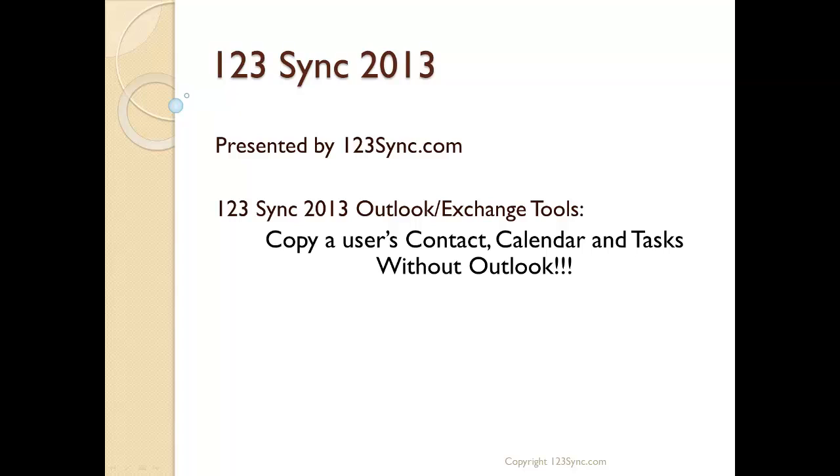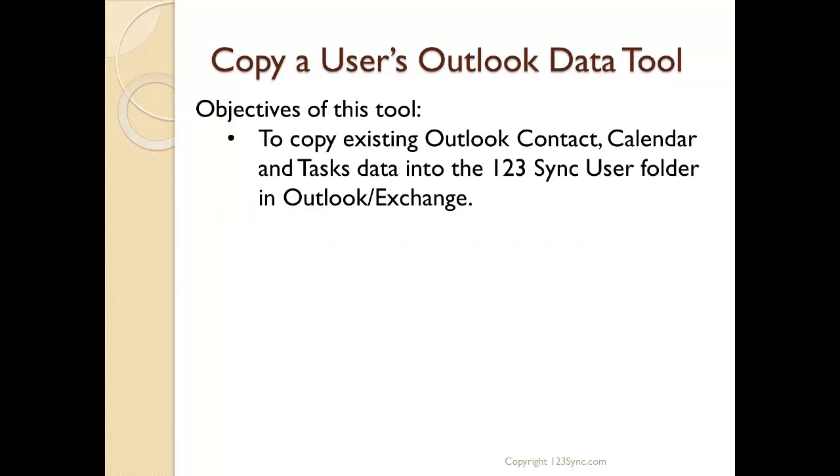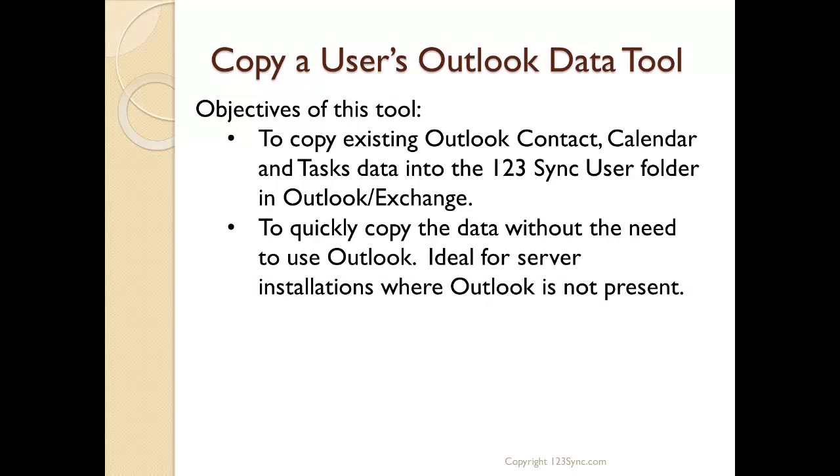In this presentation, we're going to look into one of our tools, which is how to copy a user's contact, calendar, and tasks without having to be in Outlook in order to do it. The objective of this tool is to copy an existing Outlook contact, calendar, and tasks that are being set up under 123 Sync into an Outlook or Exchange folder. It's quick and without the need of having Outlook installed.